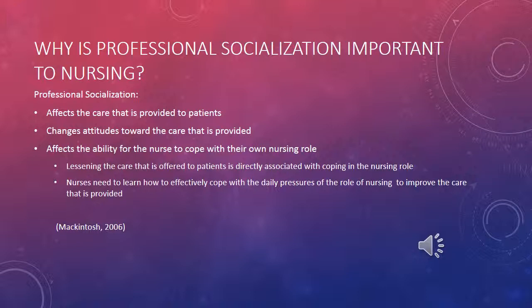The professional socialization is going to affect the ability for the nurse to cope with their own nursing role. They need to realize that as time progresses, their thoughts and their beliefs cannot actually lessen the care that's offered to the patients. The nurses need to learn how to effectively cope with the daily pressures of the role of nursing to improve the care that is actually provided to the patients. All this has to do with that professional socialization transformation that has to occur to make sure that the patients, ultimately, that's why we're all nurses, get the best care possible.